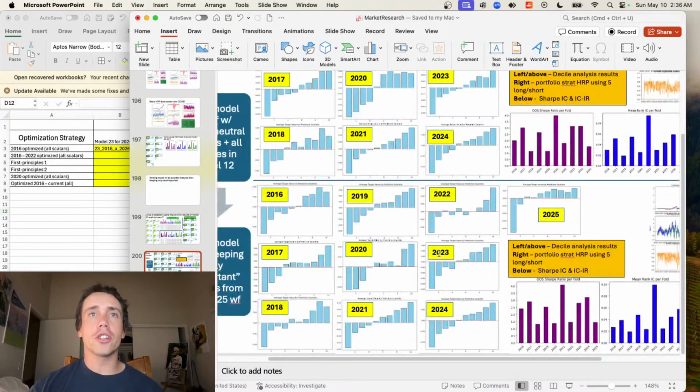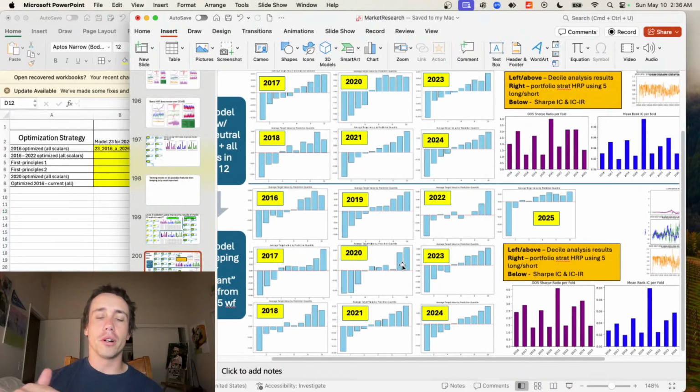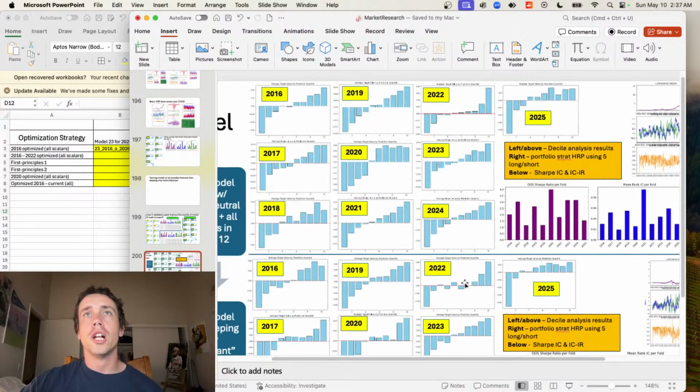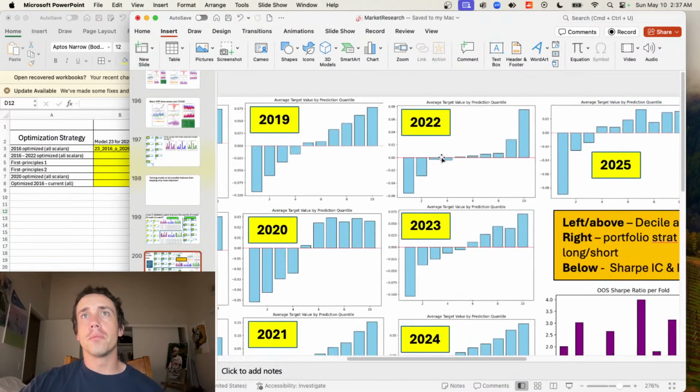I tried also the second model at the bottom where I did the same thing as before, where I dropped out all the features that had a coefficient of variation above 1 and a mean importance below 5%. But this actually looks significantly worse than the model above. So look at 2022, for instance. The decile analysis looks close to perfectly monotonic here. You see basically the only problem is with the 30%, the third and fourth decile.